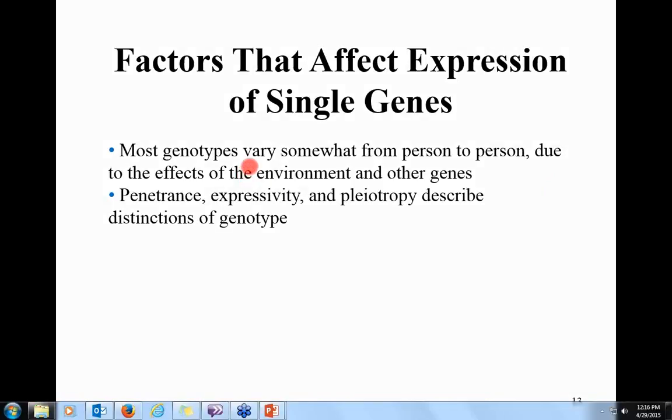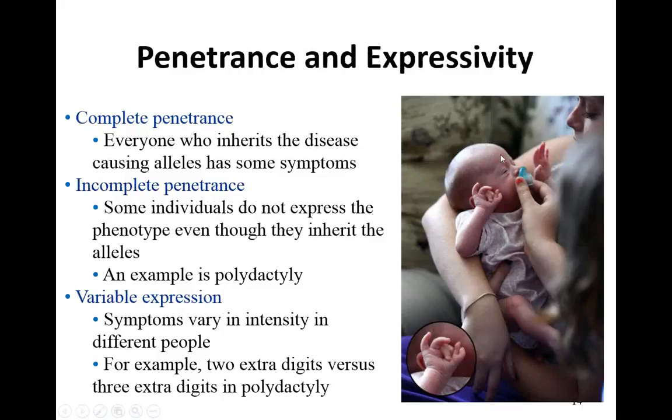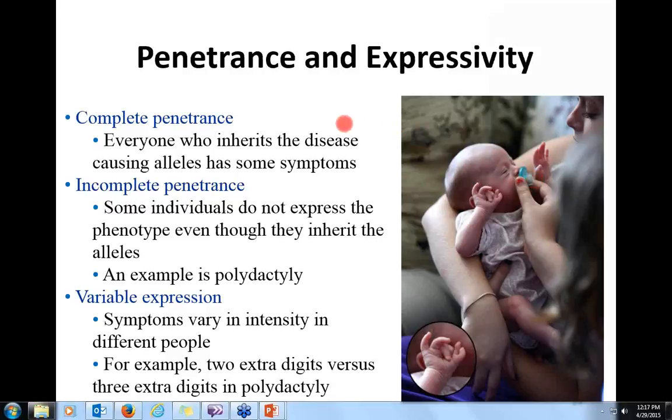Now, most genotypes can vary from person to person. And these are what we're referring to as penetrance, expressivity, and pleiotropy. And so these are the distinctions. Complete penetrance means that everyone who inherits this allele has some symptoms. Incomplete penetrance means that only some individuals will express this phenotype, even though they inherit the alleles. An example of that is polydactylism, which is an extra digit. So in other words, it's variable expression. If you are polydactyl, you may have a complete extra digit, or you may just have a little bit of a digit.